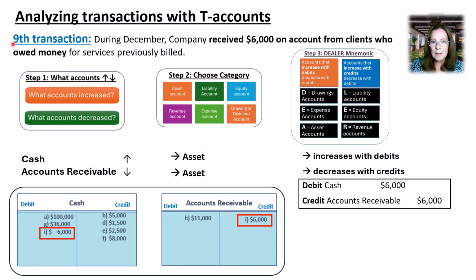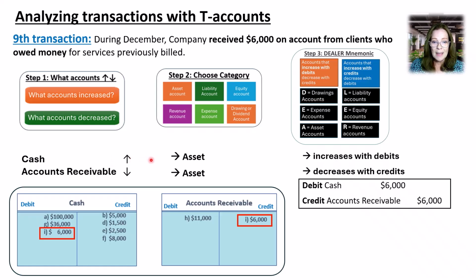In the 9th transaction, Eli's Consulting Services received $6,000 on account from clients who had owed money for services previously billed. We previously analyzed this transaction using the accounting equation and said that the business's cash increased.